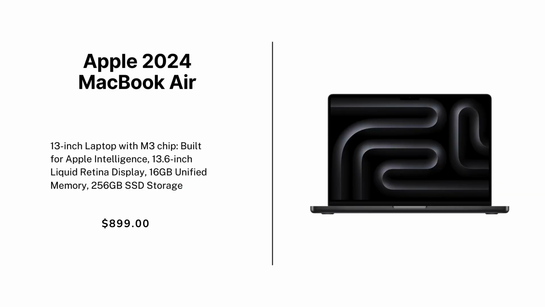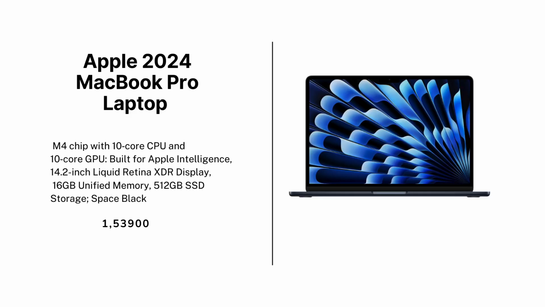This MacBook Air has a M3 chip, 16 GB of memory, and 256 GB of storage. This MacBook Pro has an M4 chip, 16 GB of memory, and 512 GB of storage. As you can see, it is more expensive than the previous one. Some of the reasons are that it has a newest processor and more storage.